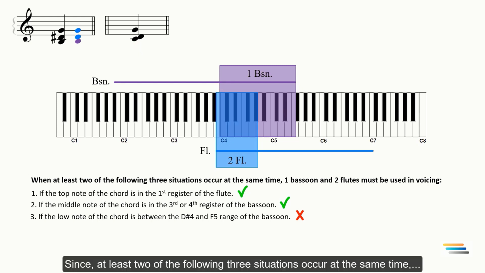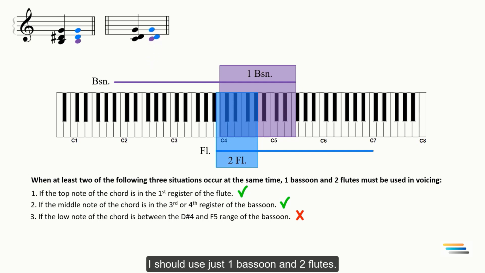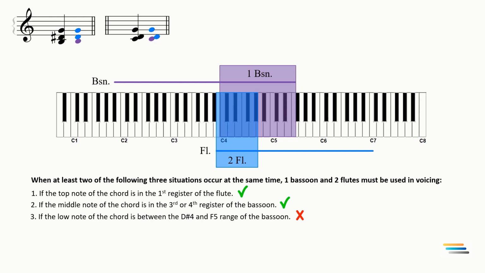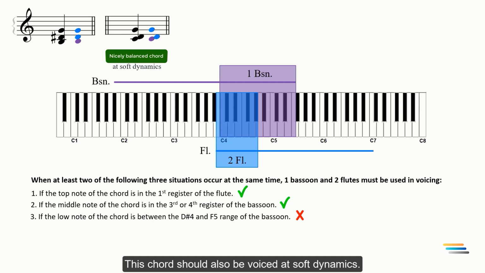Since at least two of the following three situations occur at the same time, I should use just one bassoon and two flutes. This chord should also be voiced with soft dynamics. Don't write strong dynamics.